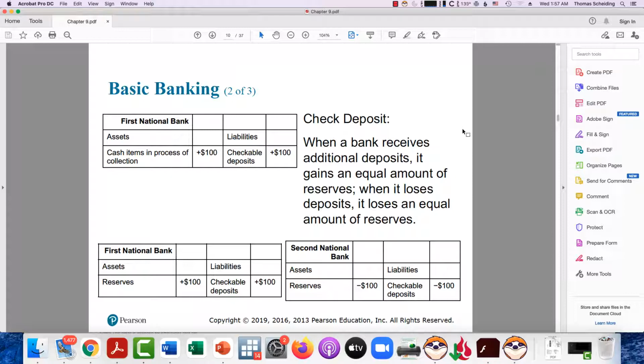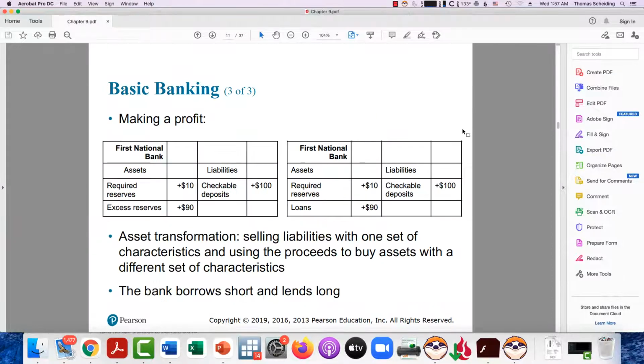On the other side, what's being portrayed below is if a person writes a check and deposits it at the Second National Bank, then the First National Bank would lose that money. But banks make money. The second bullet point is the most important: banks make money by borrowing short and lending long. What that means is that banks make money by lending out their deposits.